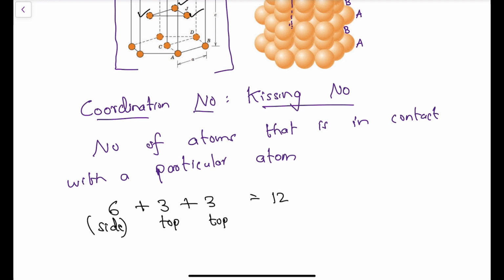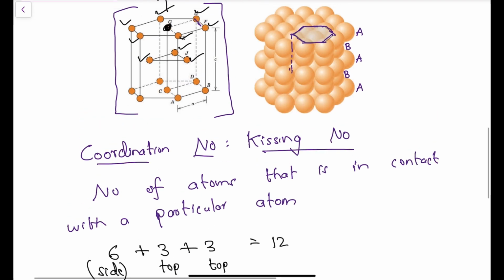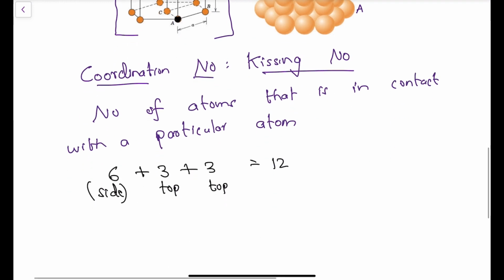So that means for a particular atom, this is applicable for any atom that you select. If you select an atom here, then that is also in contact with 12 other atoms. So it is easy to take this atom and find the immediate neighbors. That's why I have selected the earlier atom. So the coordination number is 12.